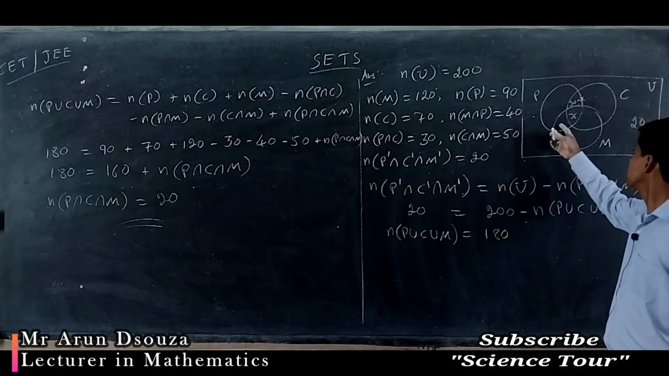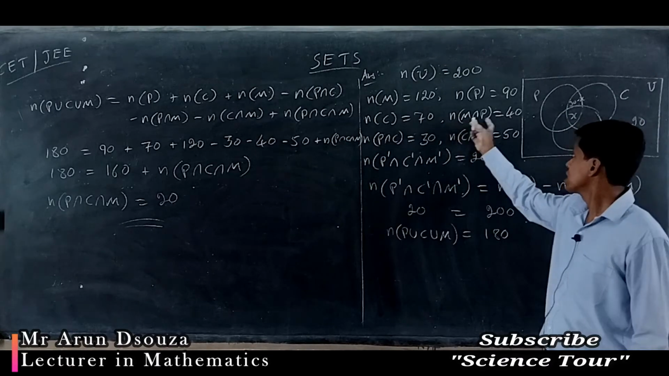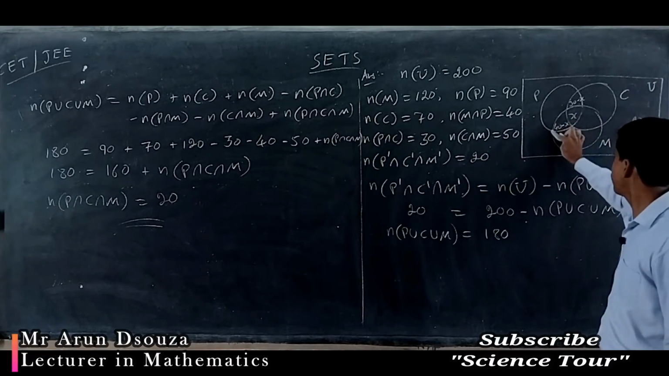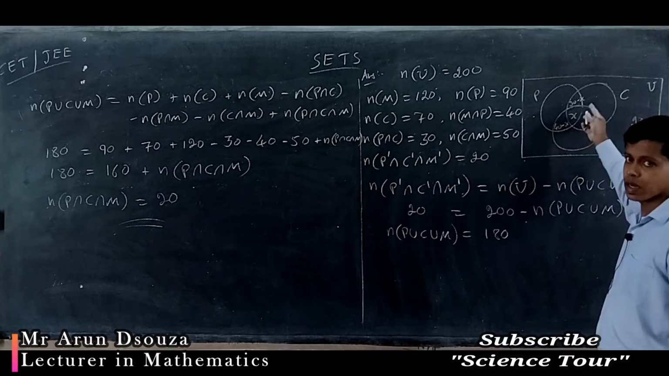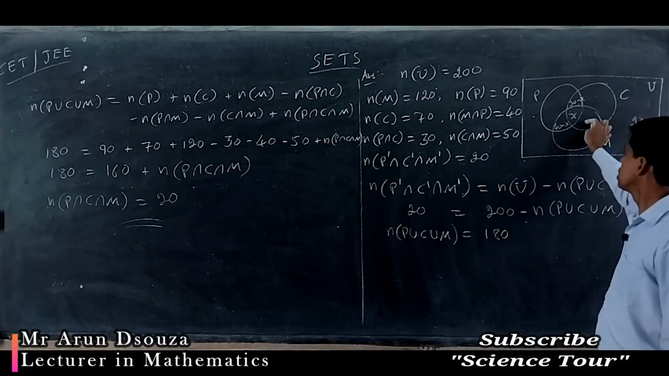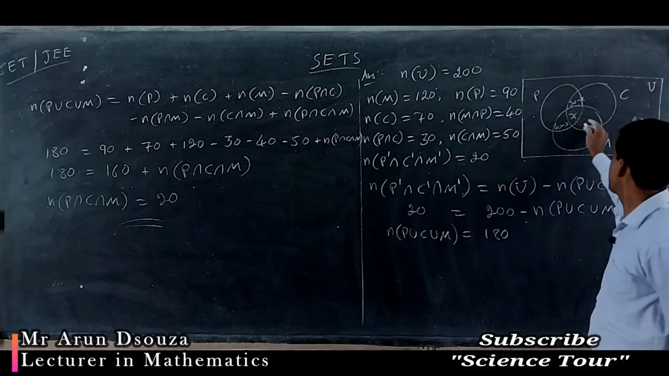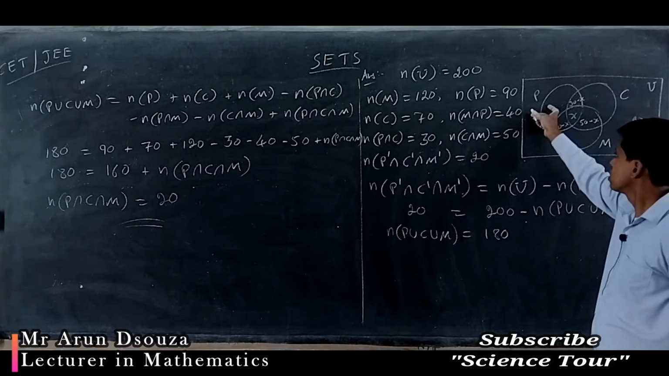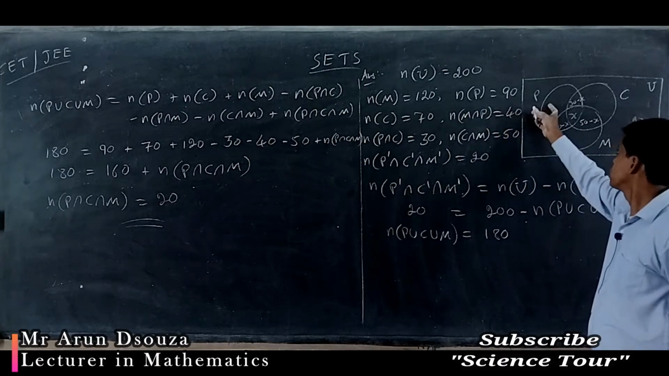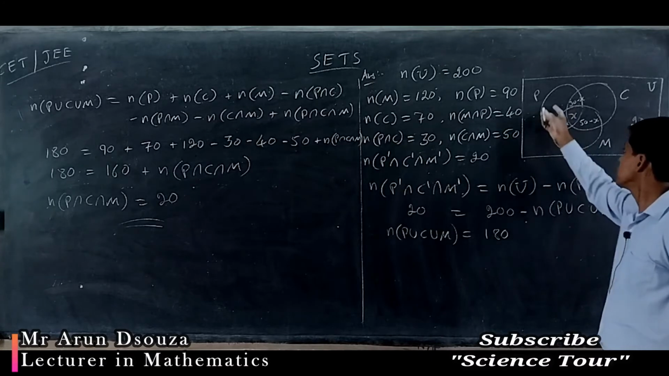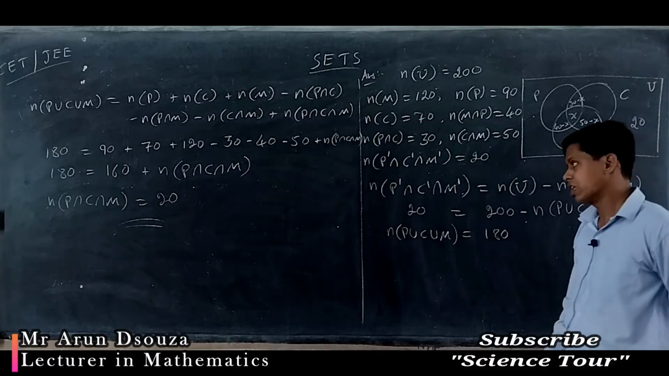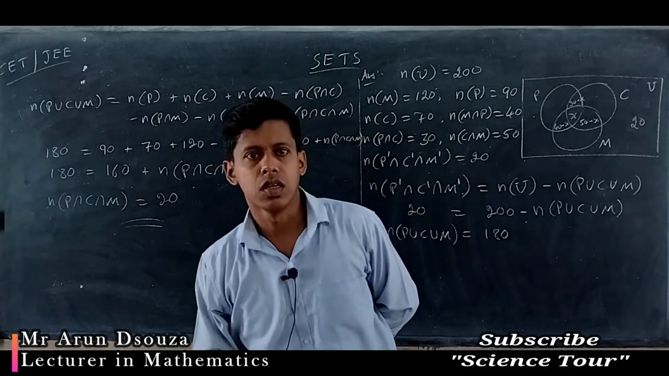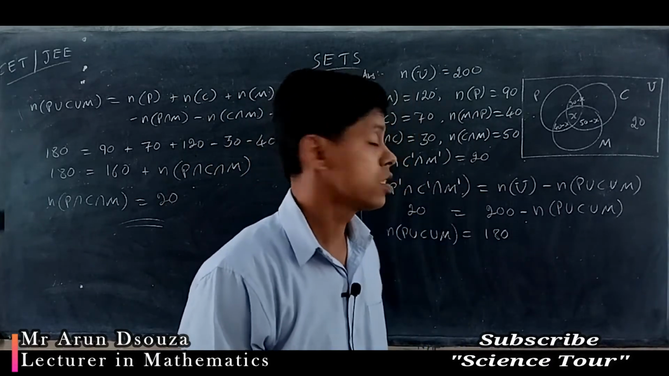Okay, and what about this region? P intersection M is 40. Therefore this will be 40 minus X. See, 40 minus X plus X is 40, correct? And this is 50 minus X. Okay. So now what about this? Physics is 90. So 90 minus these three regions. So finally put all those things here, you will get X. So basically it is formula only. You can't find using the Venn diagram for this question.